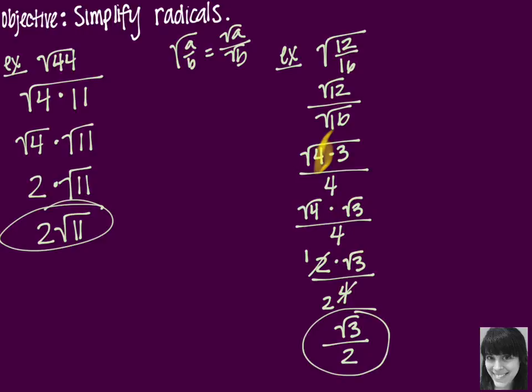And so then we had 2 square root of 3 divided by 4, and we said that 2 and that 4 can be simplified. So we took out a 2 on both the denominator and the numerator, and we got square root of 3 divided by 2. Okay?